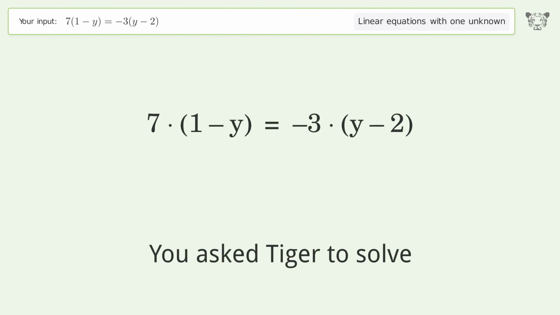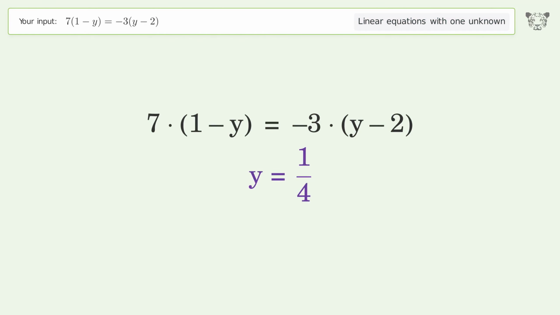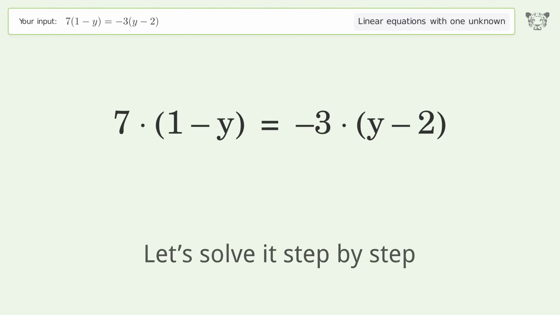You ask Tiger to solve. This deals with linear equations with one unknown. The final result is y equals 1 over 4. Let's solve it step by step.